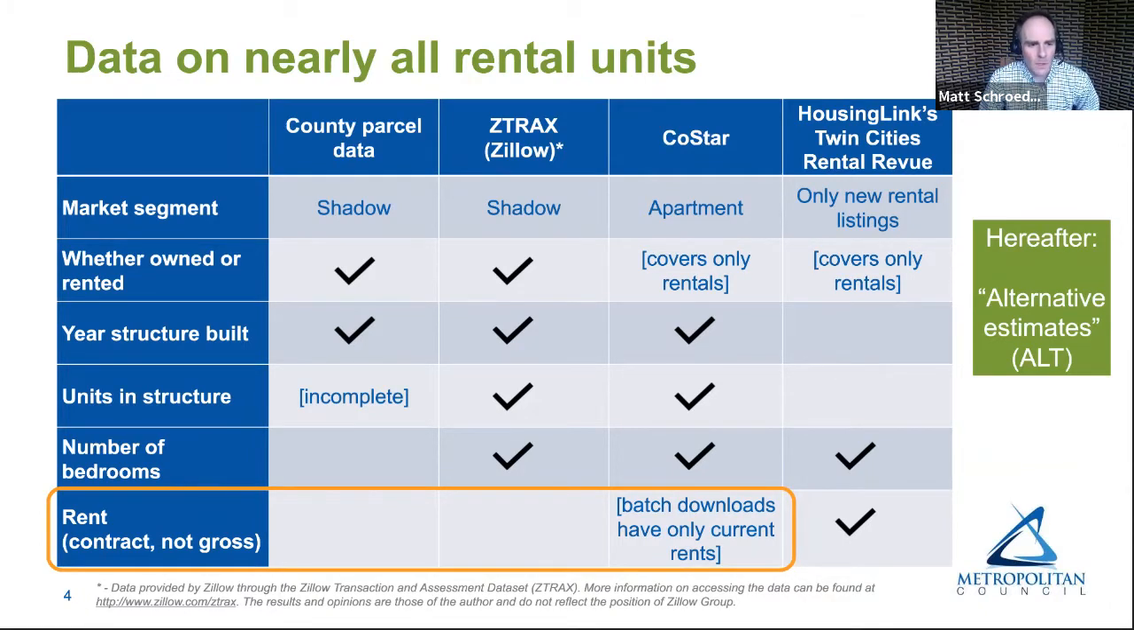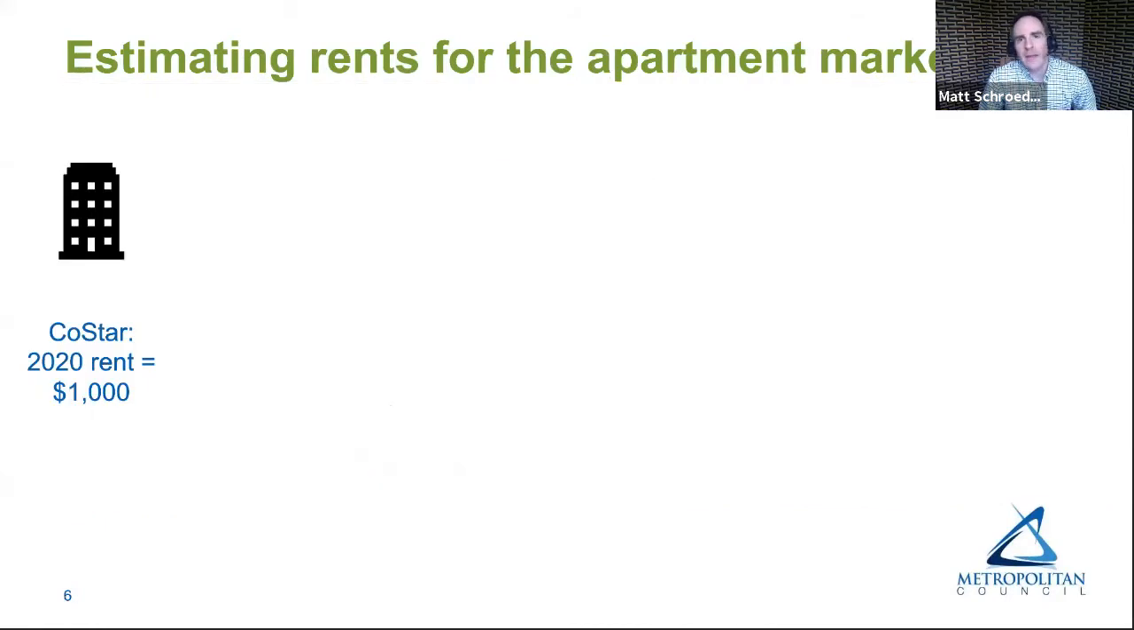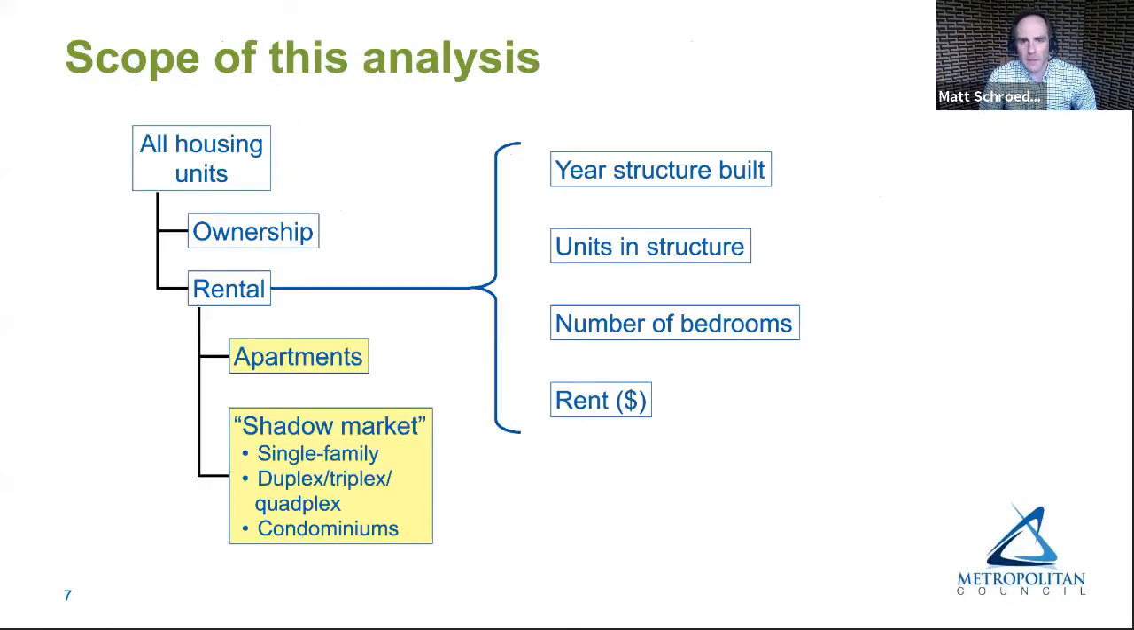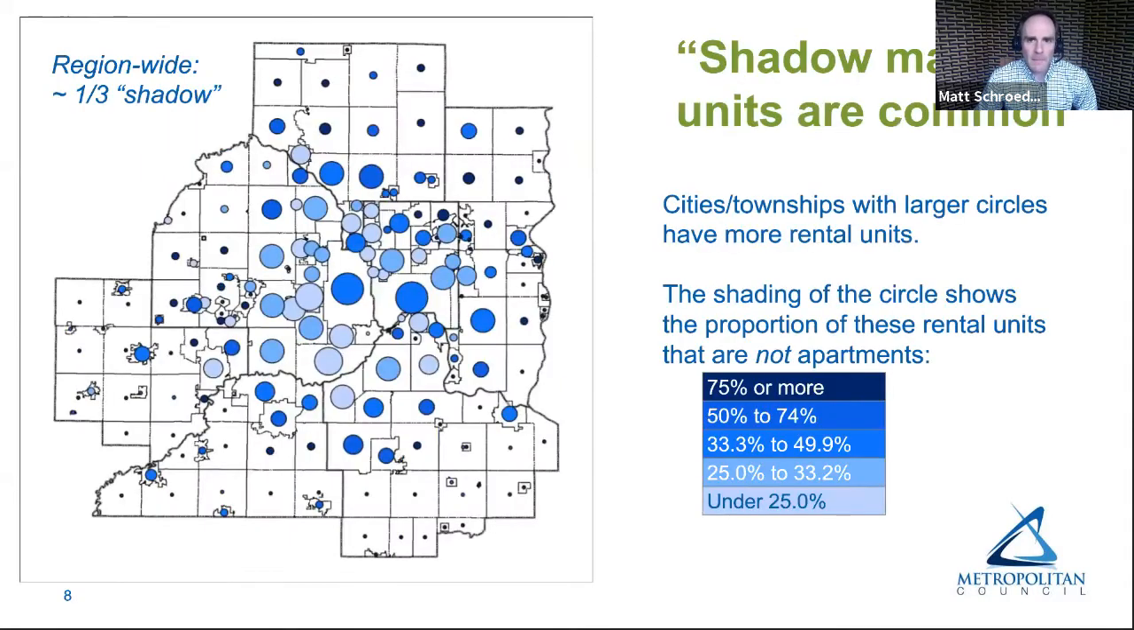I think this presentation was running a bit long, so I'm going to skip over exactly how the rents were estimated. Happy to talk more about that later if it'd be useful. I just wanted to say a little bit first, before getting into the comparisons of ACS and the alternative estimates, about the distinction between apartments and the shadow market, which is that even though policy debates around rentals tend to focus on apartment units, as well as preservation efforts, preservation of affordability, the shadow market is a pretty big component of the rental market.